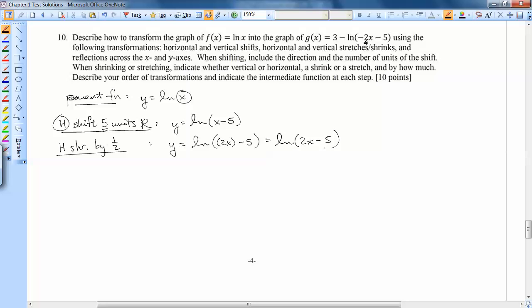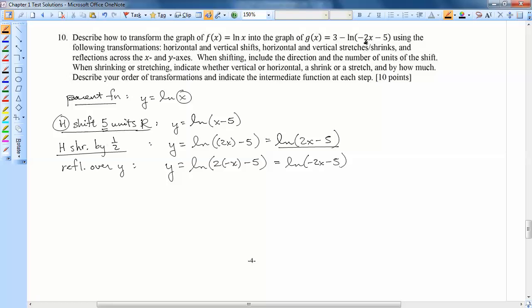All right, let's do the flip over the y-axis, so a reflection over y. When I reflect over the y, that's the same thing as taking my x and making it a negative x. So I'm only going to do it to the x term. So this becomes, from the previous function here, 2 times negative x minus 5. That's the same thing as just saying ln of negative 2x minus 5. Now it's starting to look like what I want it to look like.